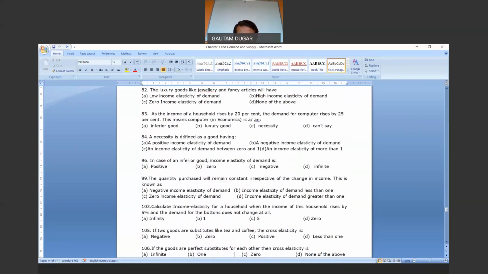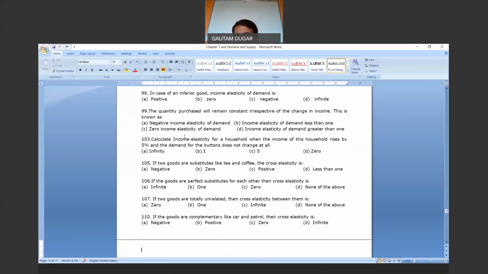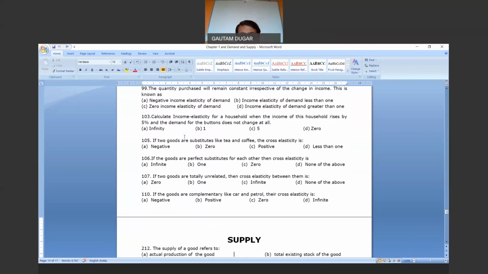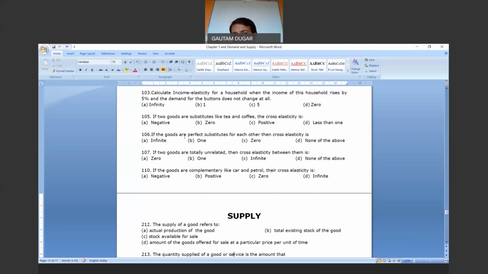Coming to 96. Question number 96. In case of an inferior good, income elasticity of demand is negative. That's the right answer. Coming to question 105. If two goods are substitutes like tea and coffee, the cross elasticity is, yes, Vidushi, it's positive.